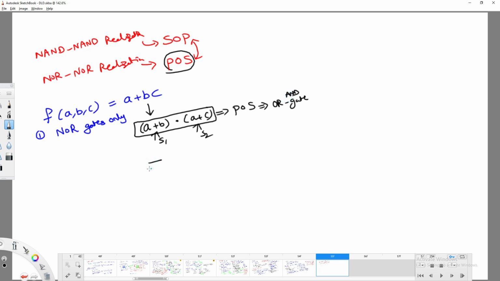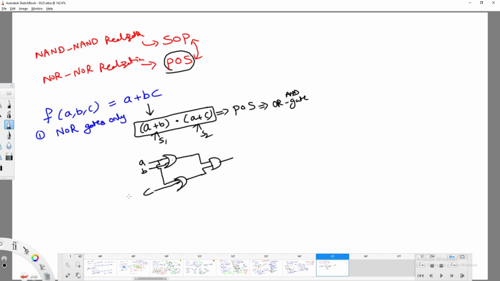So try to draw. If you have a and b as input, you get a or b, and then you get a or c. Another one is c with an OR gate, and finally you do it with an AND gate, right? This is what that means.